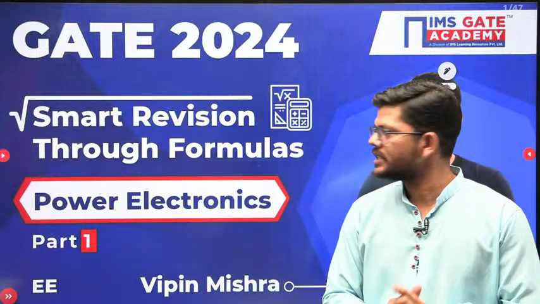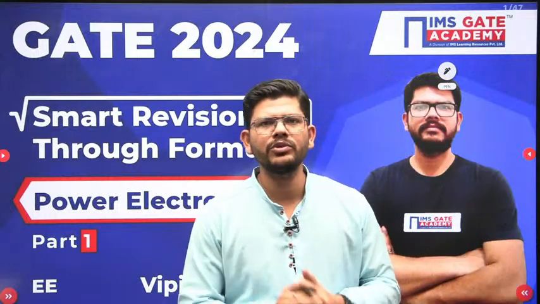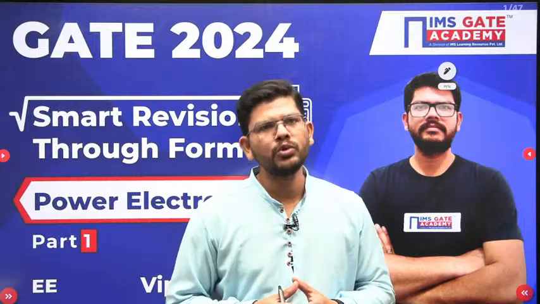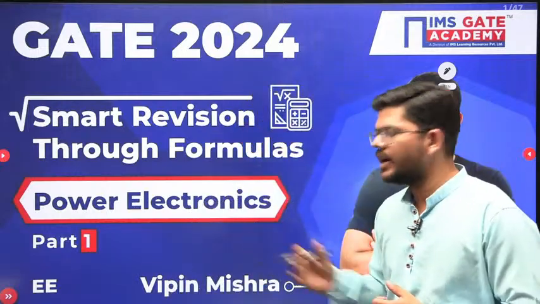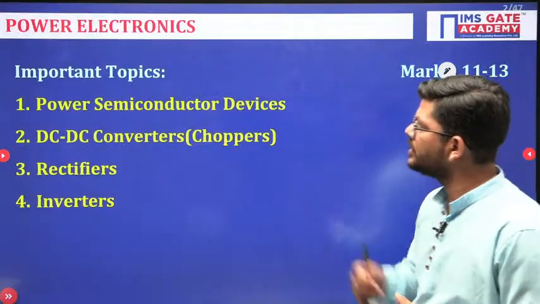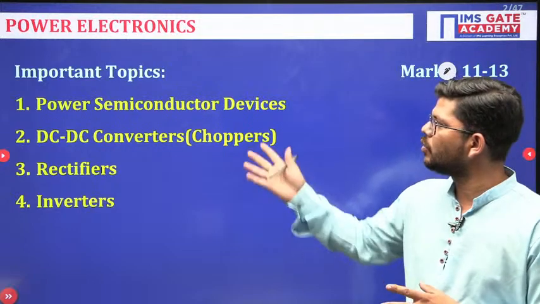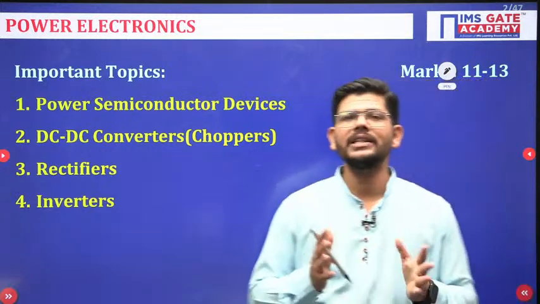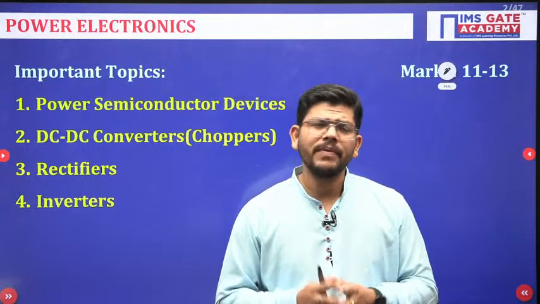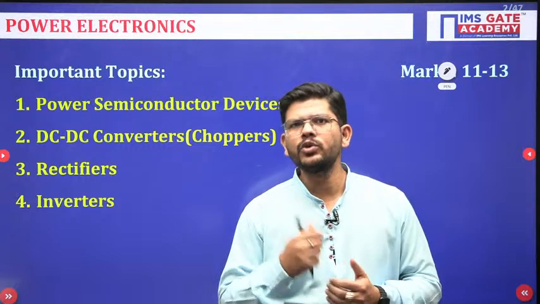Now in this lecture we are going to complete the revision of power electronics. I have divided this complete revision into two slots, part 1 and part 2. This is the complete syllabus of power electronics. It consists of 4 chapters: power semiconductor devices, DC to DC converters or choppers, rectifiers and inverters. We will complete this revision in 2 lectures.